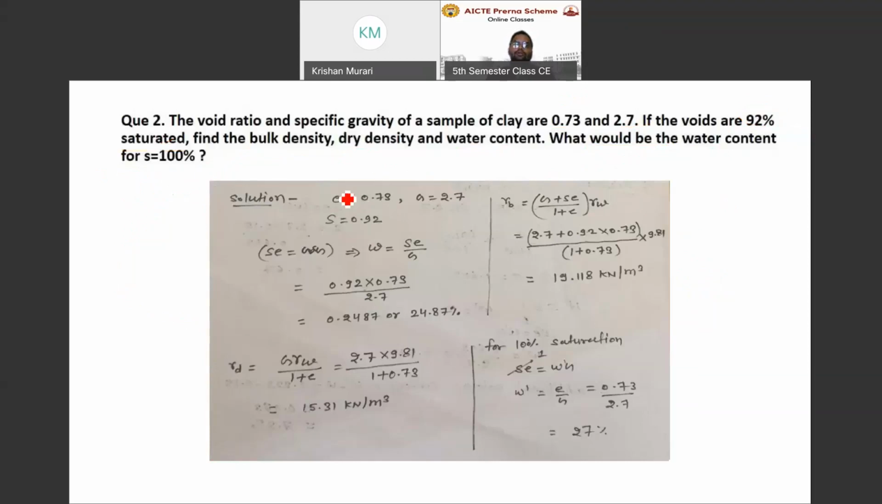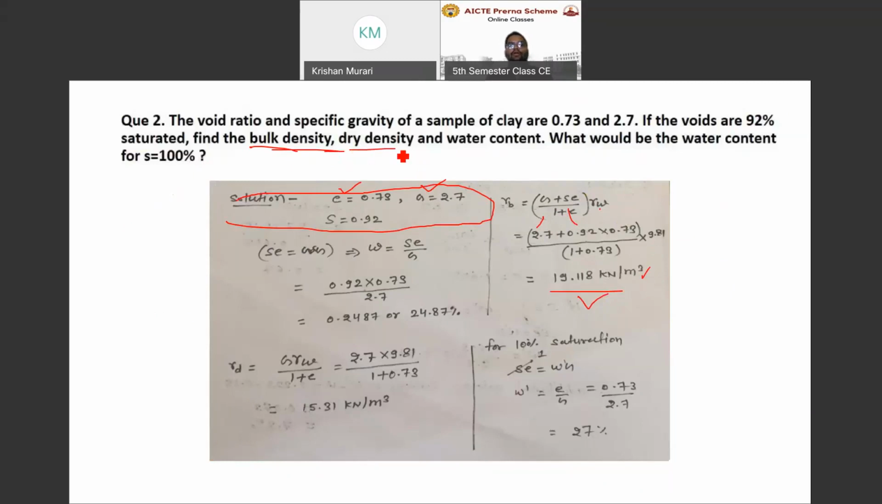What is the data given? e equals 0.73, G is 2.7, and the saturation condition is 0.92. That data is given to you. So firstly you calculate the bulk density. Gamma bulk equals (G plus Se) upon (1 plus e) into gamma W. Here G is 2.7, degree of saturation is 0.92, e equals 0.73, and 1 plus 0.73 you have to calculate, and that value is 19.18 kilonewton per meter cube. That is the first part of that question.